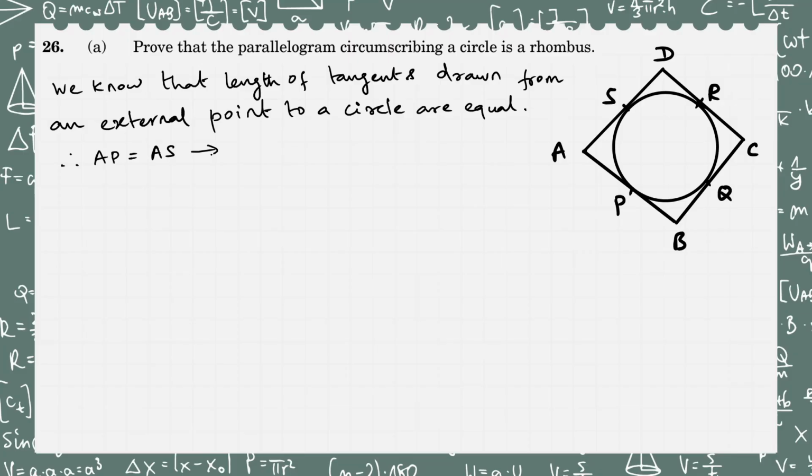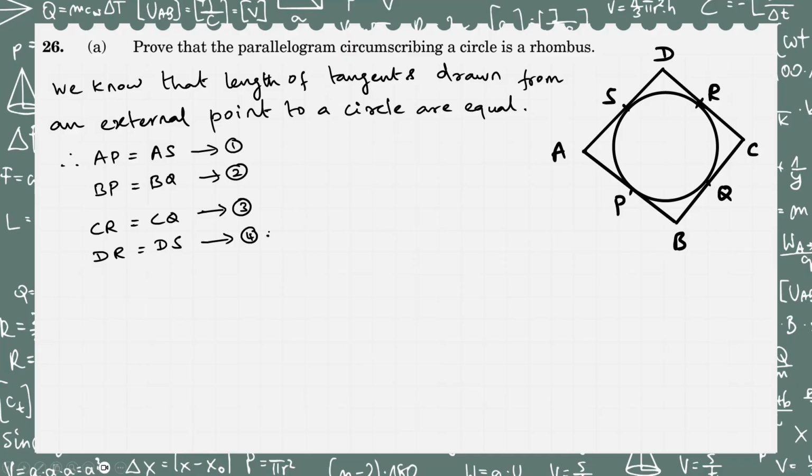AP equal to AS, I am calling this equation 1, and the next one will be BP equal to BQ, that I am calling equation 2, and CR equal to CQ, that I am calling equation 3, and DR equal to DS, I am calling this equation 4. Now we are going to add all the 4 equations. 1 plus 2 plus 3 plus 4 implies, adding means we need to add all the LHS separately and all the RHS separately. Let's see what happens.